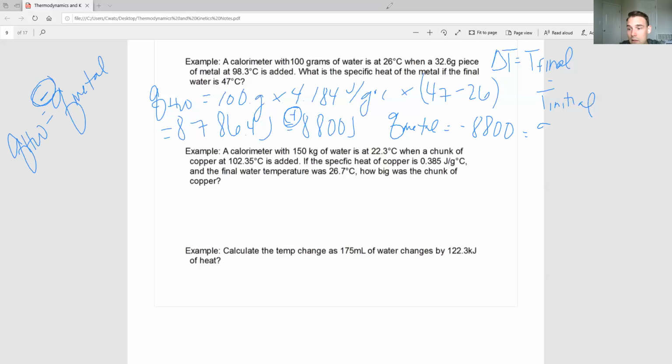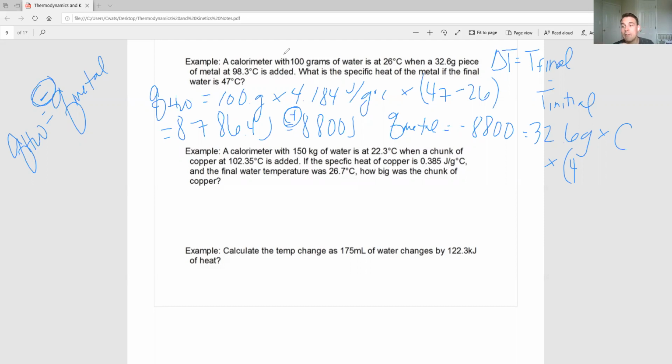I know the mass, 98 point, no, that's the temperature, 32.6 grams, times C, which is what I'm trying to find, times what's the final temperature of the water? So, I mean, of the metal, sorry. And the answer is the final temperature of the water. They're in there at the same temperature, okay? So they have come to an equilibrium. So they're at the same temperature. So the final temperature of the metal is the same as the final temperature of the water.